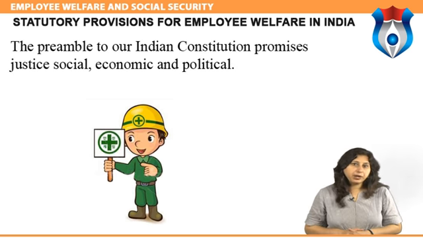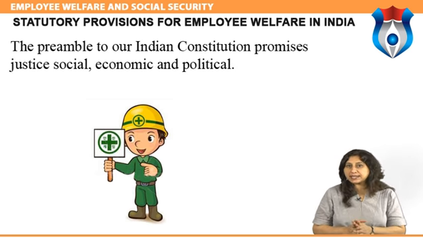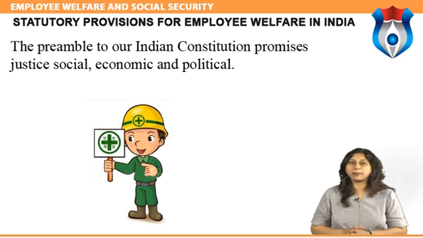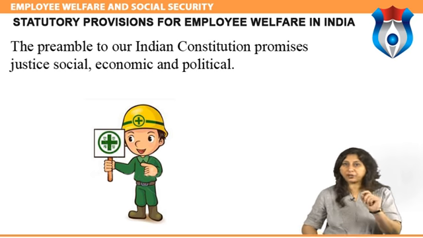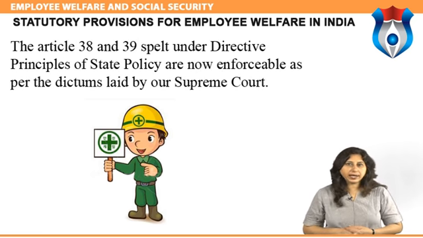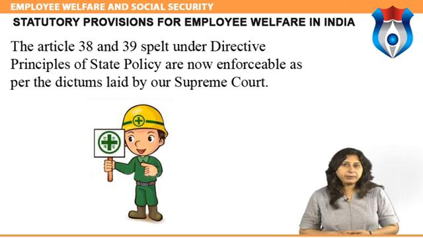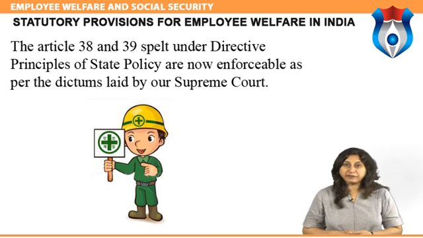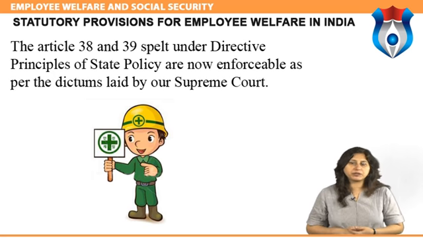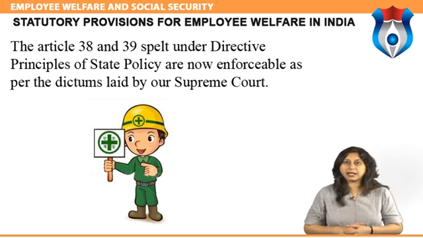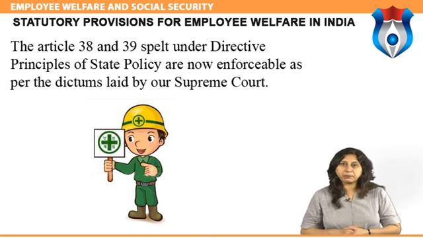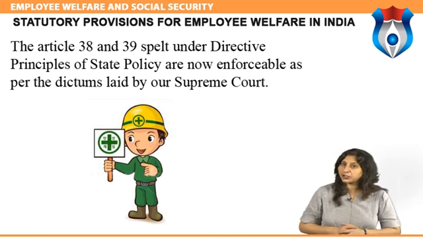The preamble to our Indian Constitution promises justice, social, economic and political. It also stresses equality of status and of opportunity. Article 23 of the Constitution prohibits traffic in human beings and forced labor. Article 24 prohibits employment of children in factories. Articles 38 and 39, spelled out under directive principles of state policy, are now enforceable as per the dictums laid down by our Supreme Court.